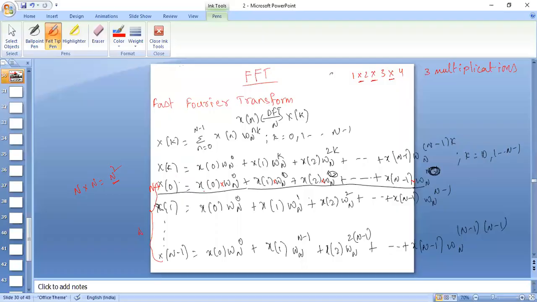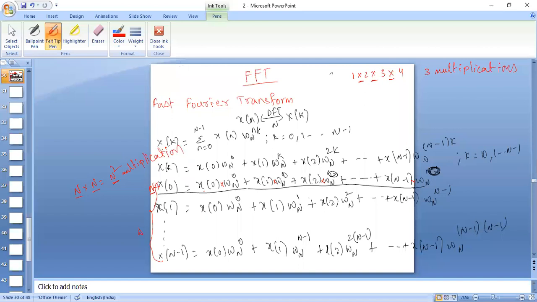So if you observe a single equation, every term is associated with a multiplication, right? And there are n terms in this equation. So there are n multiplications associated with one equation, and there are n such equations. So n into n is equal to n square multiplications. So in order to solve an n point DFT, we require n square multiplications.